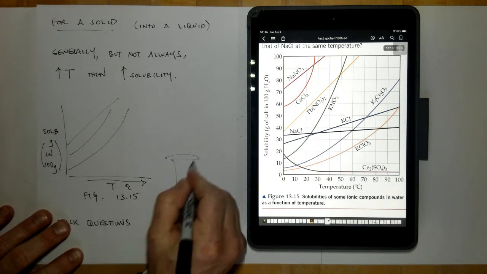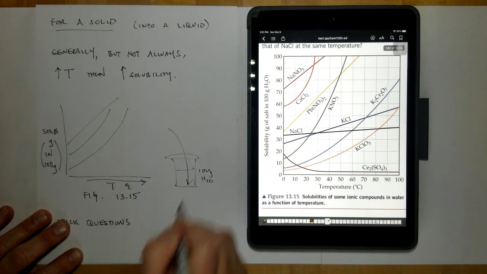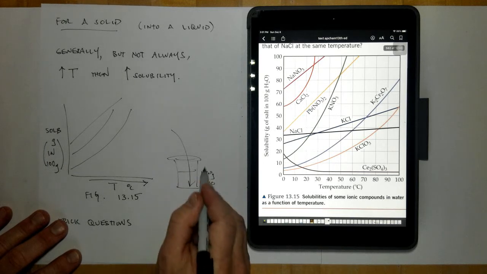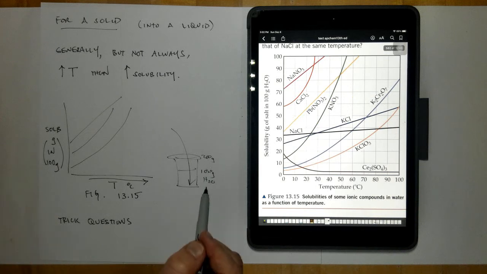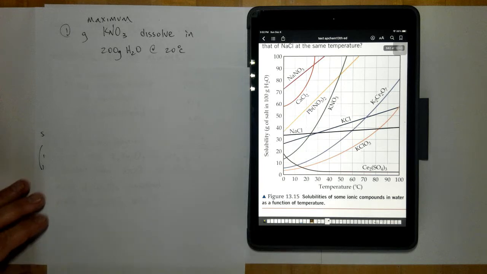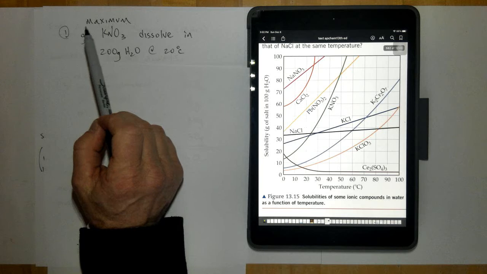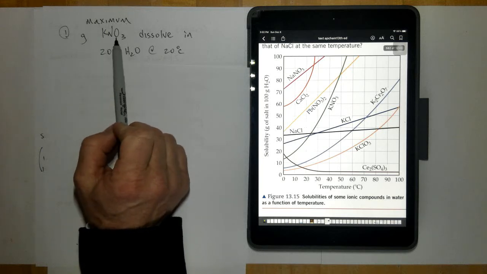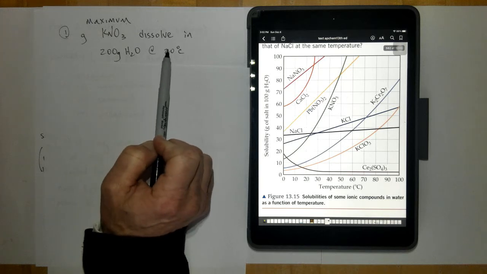So if you have a beaker, know that the beaker is going to have 100 grams of H2O in it, and then you're going to put the salt in there. Now, if they tell you the beaker has 200 grams of water, remember everything's going to be doubled, because then there's going to be double the amount of solvent that can do the dissolving. All right, so with those there, let's go through a few quick trick type questions that can come from reading a graph like this. First of all, here's the rough outline of the question. What is the maximum grams of KNO3 that can dissolve in 200 grams of H2O at 20 degrees Celsius?